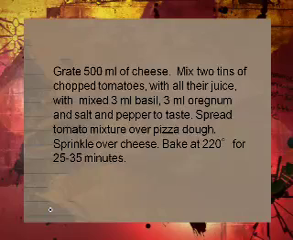Grate 500 ml of cheese, mix 2 tins of chopped tomatoes with all their juice, 3 ml of basil, 3 ml of oregano, salt and pepper to taste, spread tomato mixture over pizza dough, sprinkle over cheese and bake at 220 for 25 to 35 minutes. You'd simply go on in the same way, showing each step.